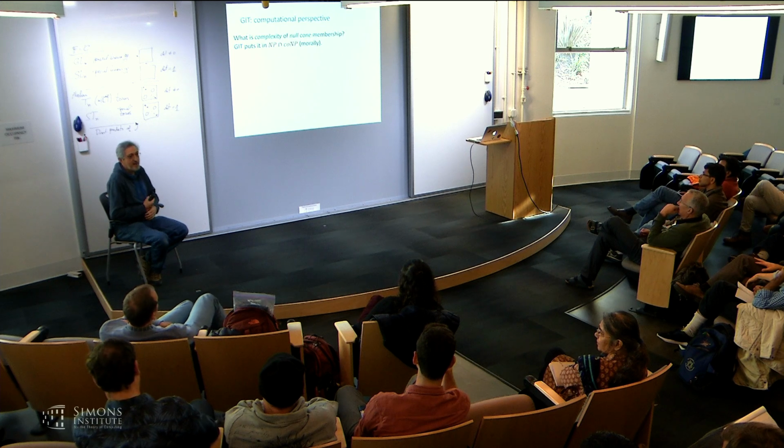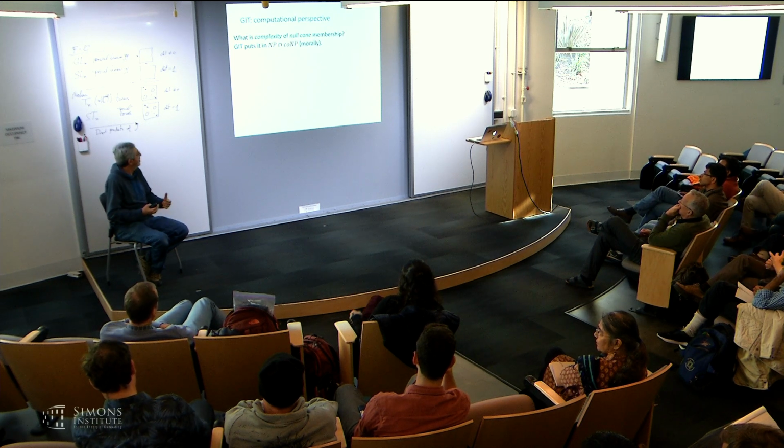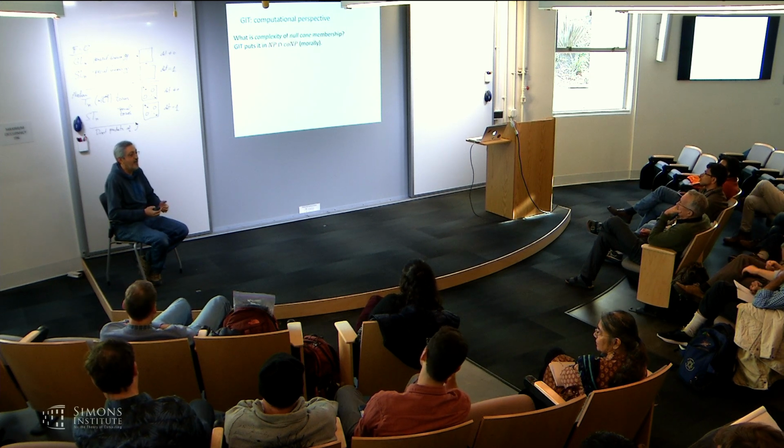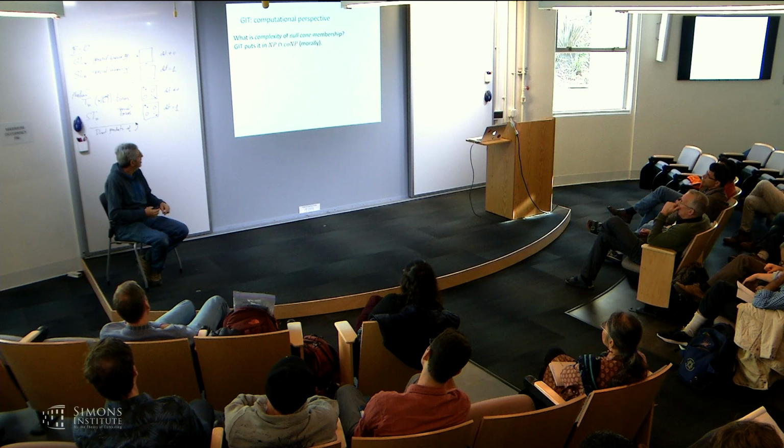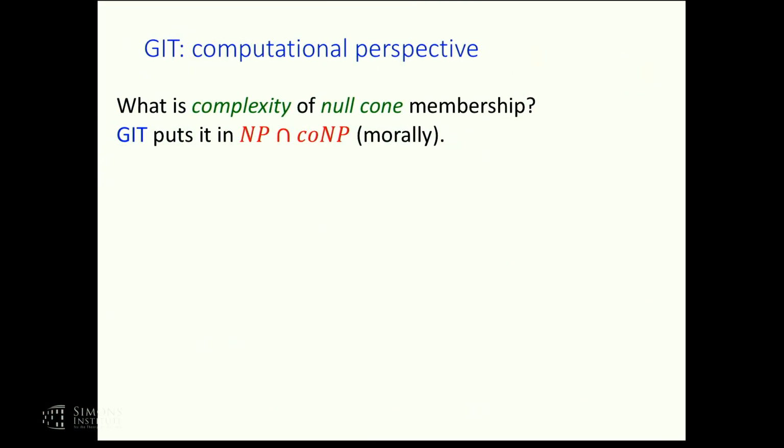So here's the complexity theory view of what I want to tell you about this null cone problem. Where does it lie? What's the complexity in general? I've given you a bunch of examples, but where does it lie? So it turns out that morally, it's in NP intersect co-NP. And in fact, we like to make this morally into something more concrete.